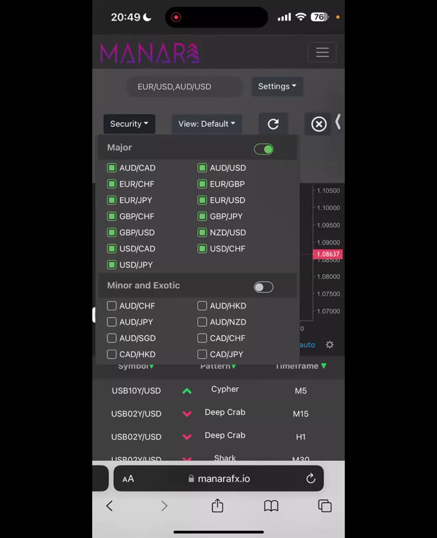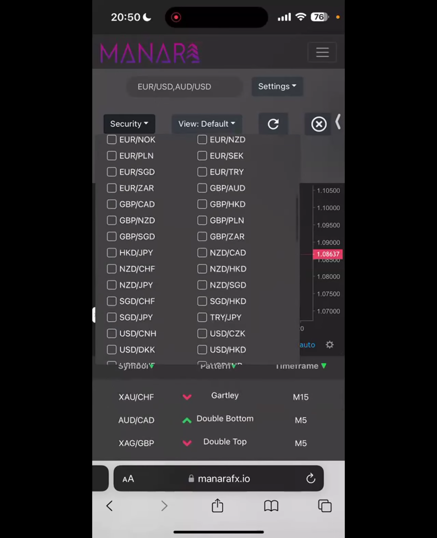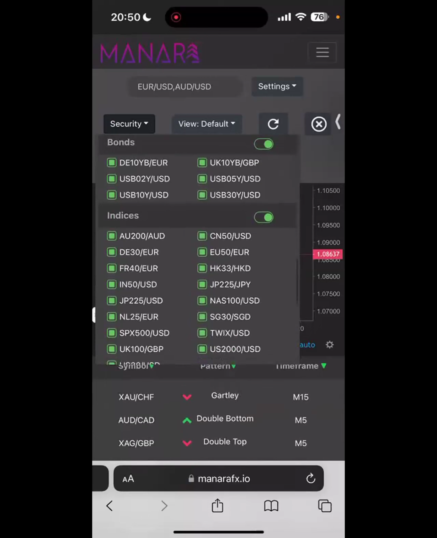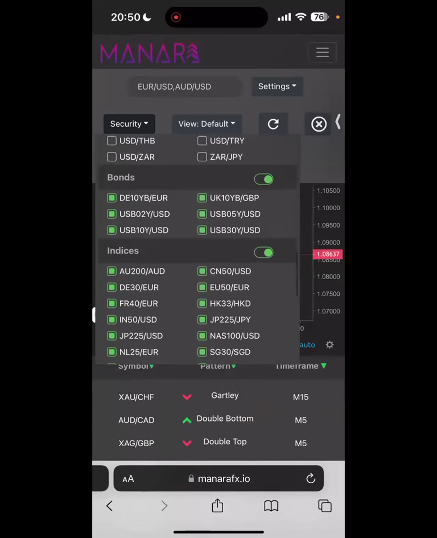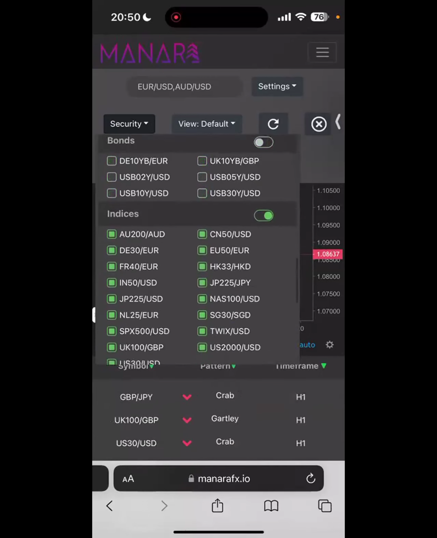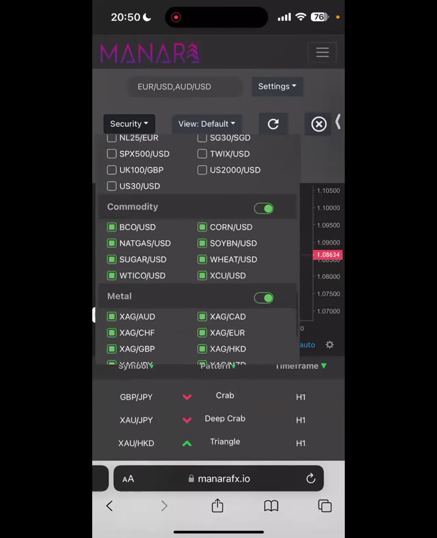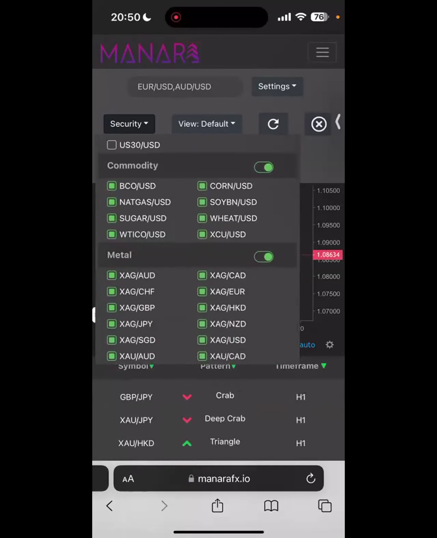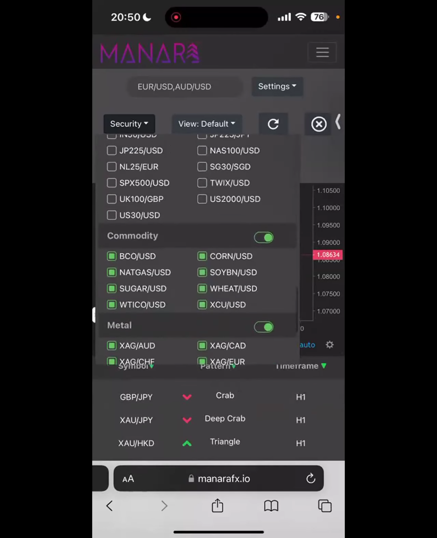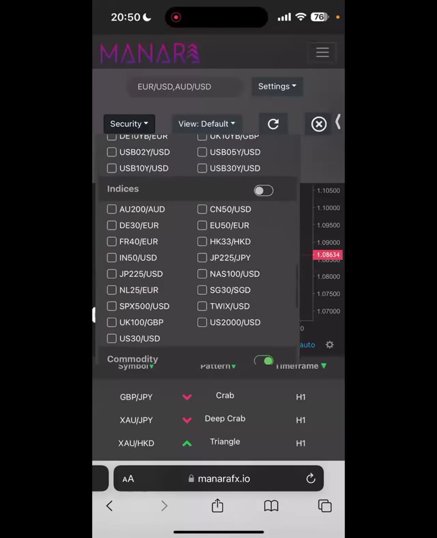So scroll down. If you've not done this, because I know some of us have, if you haven't, turn off bonds. Turn off indices. So come up on indices. So choose US 30. The first row, yeah, okay.